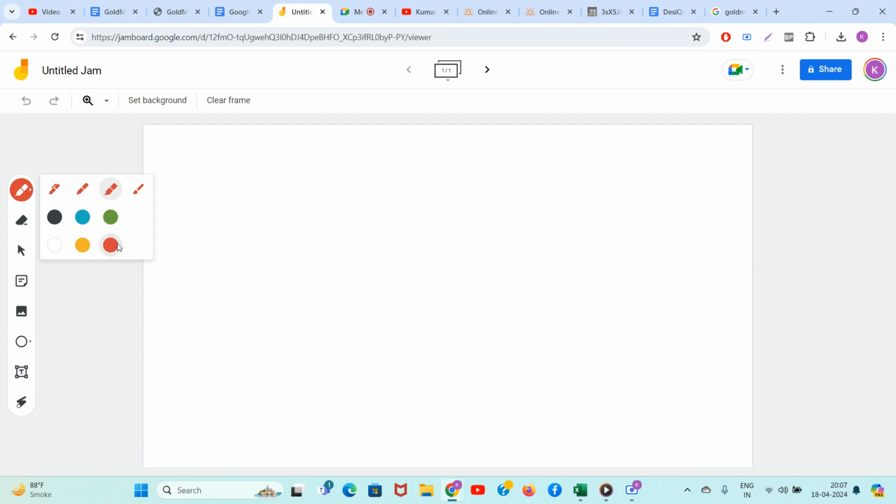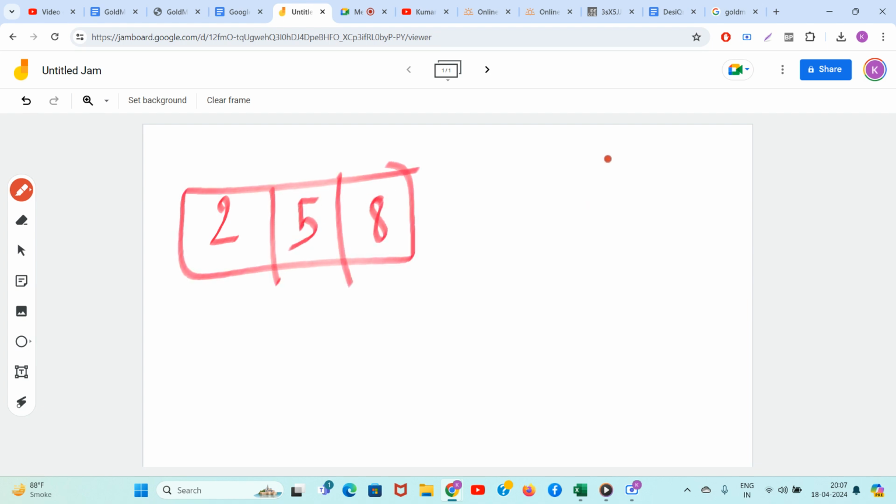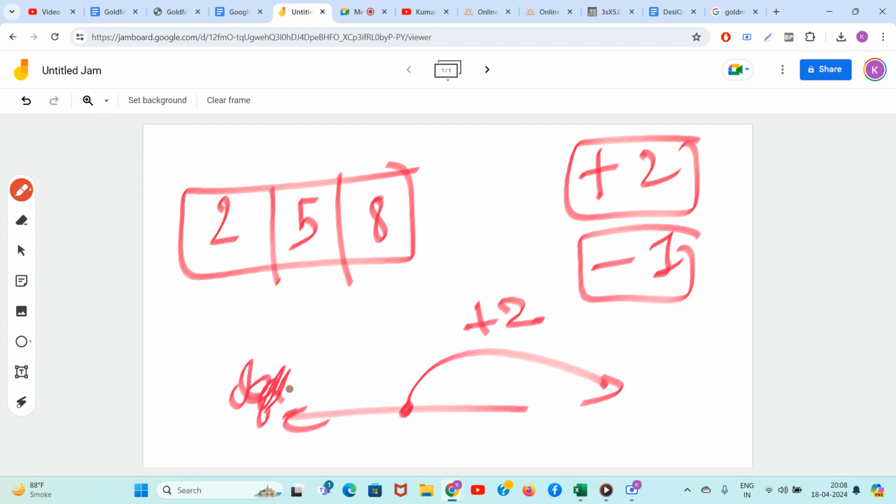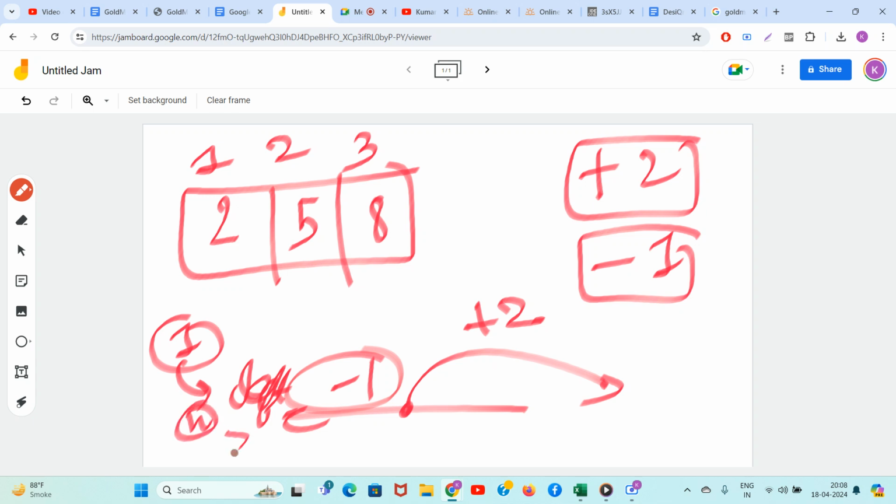Okay, so now 2, 5, 8. Either you can jump +2 or -1. Either you can go from here to here on the right hand side +2 or to the left -1. You have to start at index 1 and you should reach either index n or more than index n. Even going outside of the array is fine in this problem.